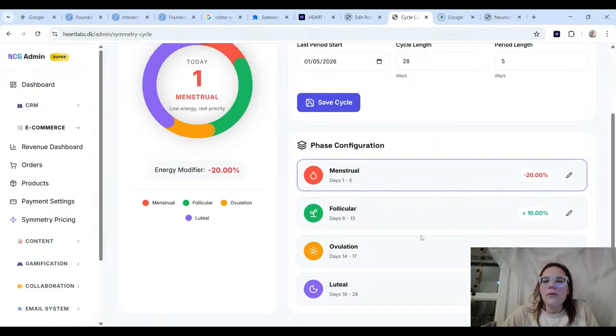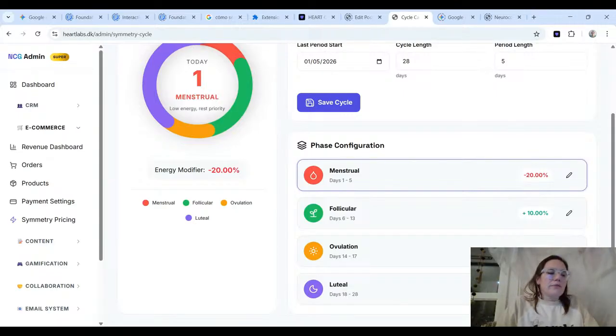This can be set because, specifically, when I am on my menstrual cycle, in this part of the cycle, I actually feel very good to give a service. So it's kind of the opposite. And then I have other days that are more difficult for me. So it helps you balance how much you offer depending on the moment of the cycle.